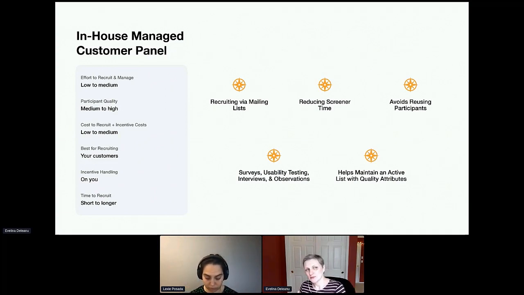Having an established customer panel allows you to avoid using the same participants across multiple studies. In some cases, you want the same folks to come back and do a study, and in some cases, you want brand new voices and opinions. And so you can track that information with people who are your customers and are participating in a lot of your studies.